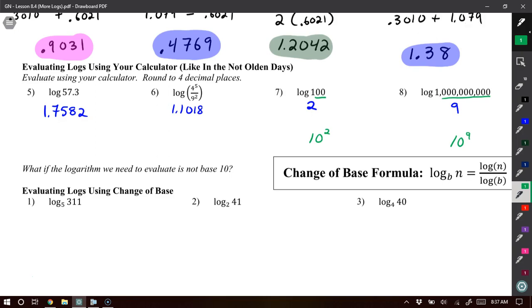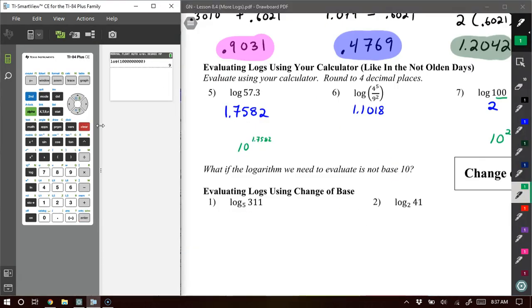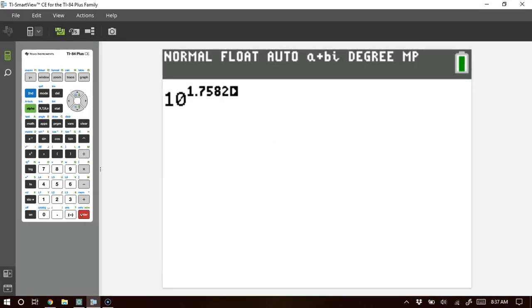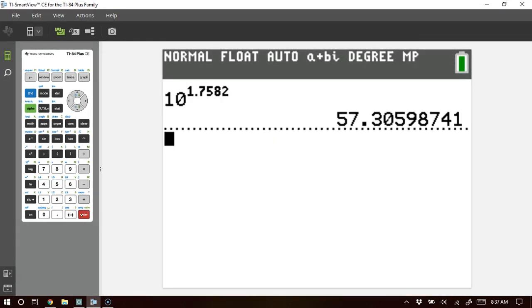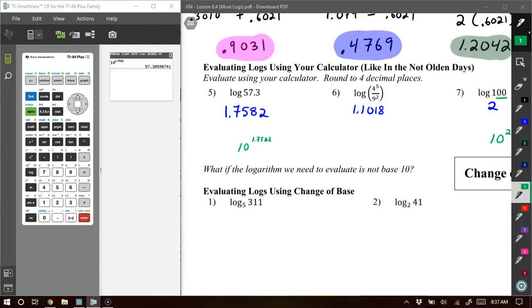So I wonder, if I were to do 10 to the 1.7582 power, what if I were just to follow that same exact rule? If I were to do 10 to the 1.7582 power, and I hit enter, 57.306. So 57.3, well, look at that.